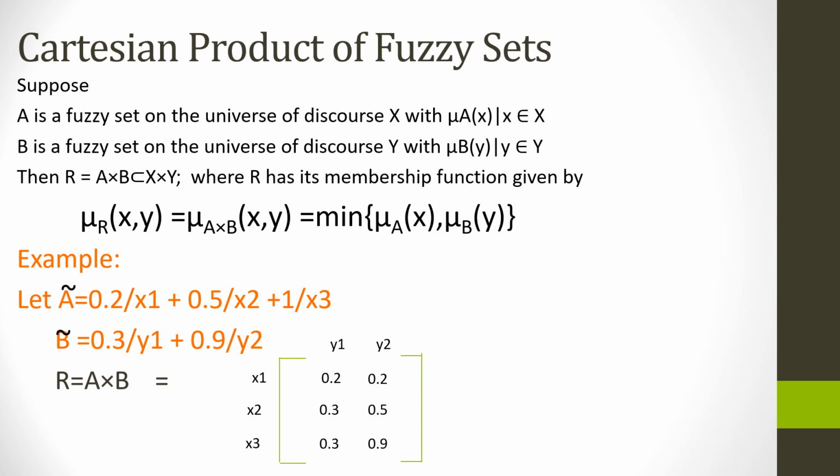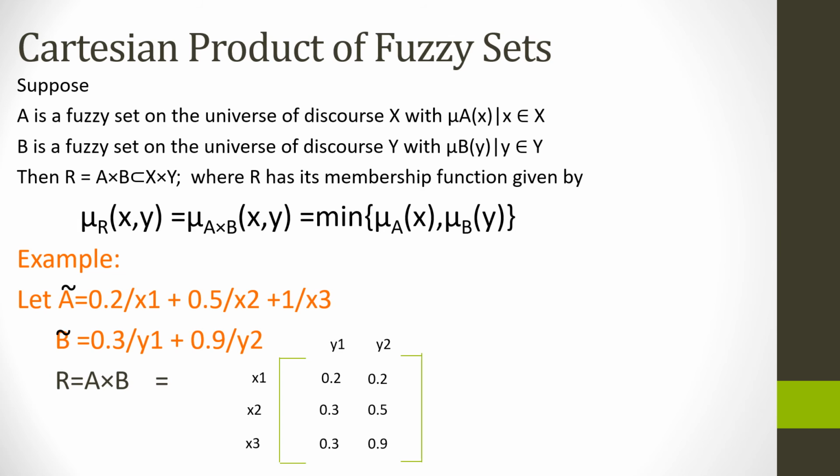Then how do we calculate the relation on the given fuzzy sets? R is equal to the Cartesian product of A and B, a subset of the Cartesian product of capital X and Y, where R has its membership function given by the formula. The membership function of R on (x, y) is equal to the membership function of the Cartesian product A and B on (x, y), which is the minimum value between membership function A of x and membership function B of y. One example is given.